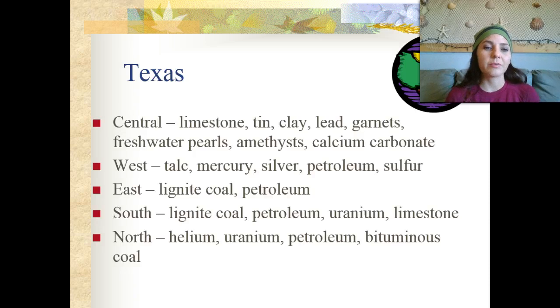In East Texas, we have lignite, coal, and petroleum. In South Texas, we have lignite coal, petroleum, uranium, and limestone. And in northern Texas, we have helium, uranium, petroleum, bituminous coal.